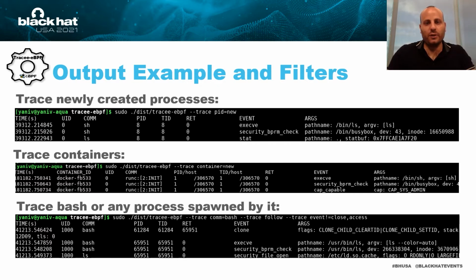The second example shows how we can start Tracee and tell it to only capture events from newly created containers. With this filter, processes which do not belong to a container will not be traced. Instead, when a container is started, for example with Docker, Tracee will detect that and start tracing all of its processes automatically. In the last example, Tracee is started with filters that tell it only to trace bash processes or processes spawned by bash. We can choose not to trace specific events, for example close and access in this example.